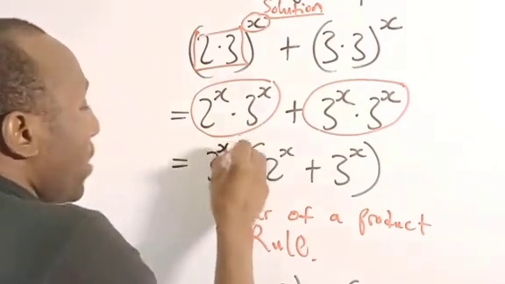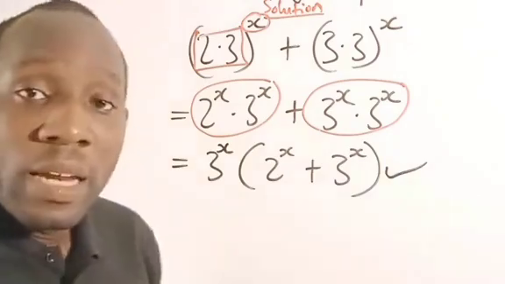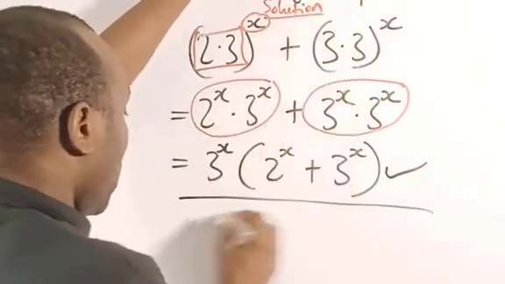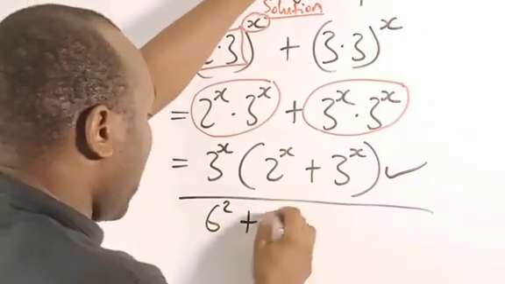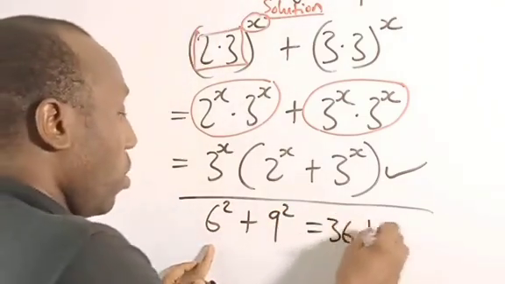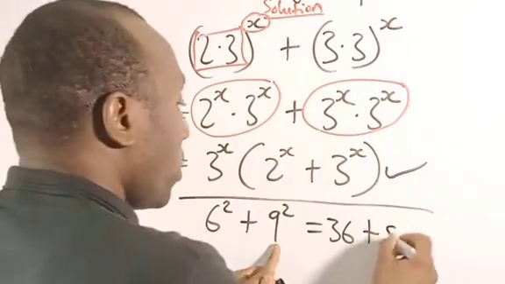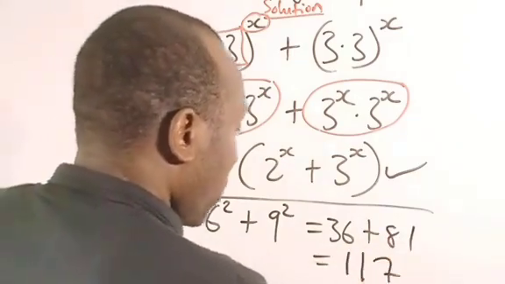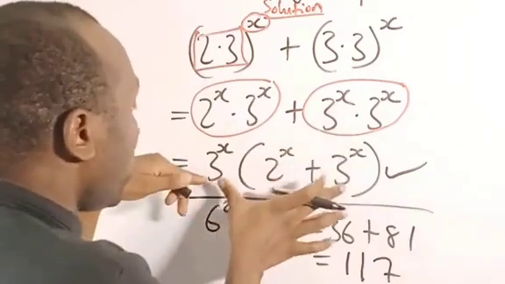X is meant to be here. All right, this is the correct way. Let's do a test here. Let's assume that x is equal to 2. So that's what? 6 raised by 2 plus what? 9 raised by 2. What's 6 raised by 2? 36. Plus 9 raised by 2 is what? 81. If you add this together, you get 117.